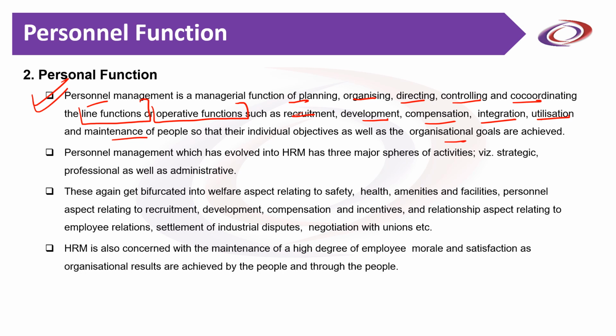Herein, it has evolved into the HRM, and it has three major spheres, that is strategic, professional, as well as administrative. So it deals with the aspect of relationship among the people, and it's also concerned about the well-being, not only as individual but also when they're working in groups or as teams, so that they can give their best. So there are these three functions that have gained more emphasis in the HRM function.